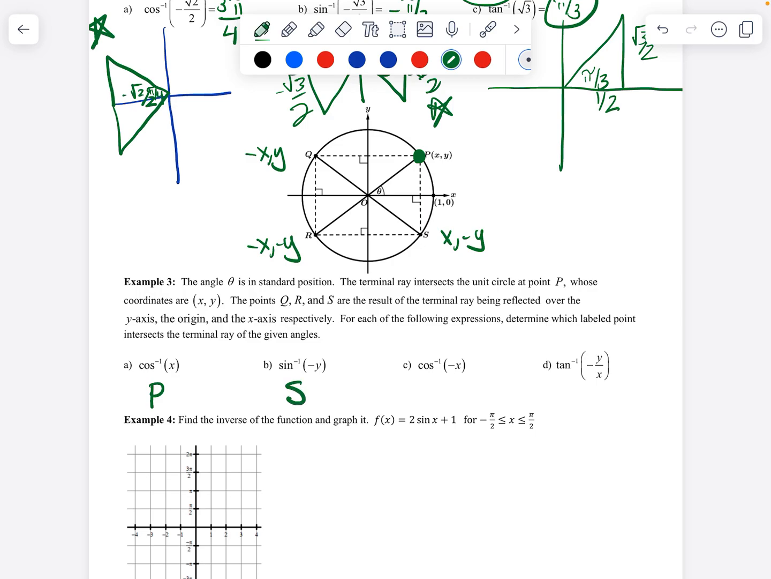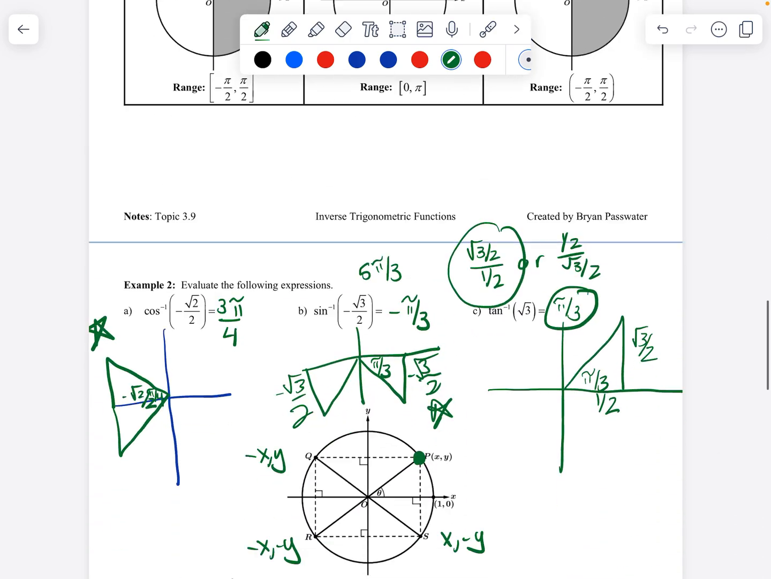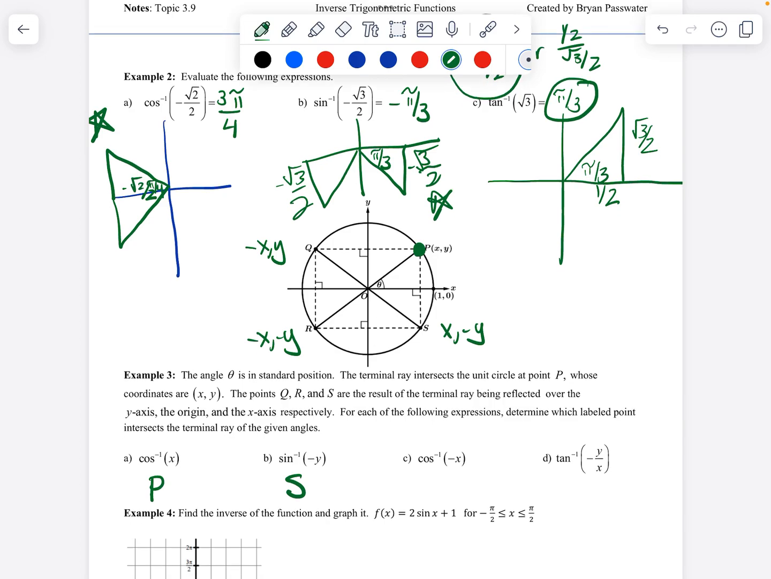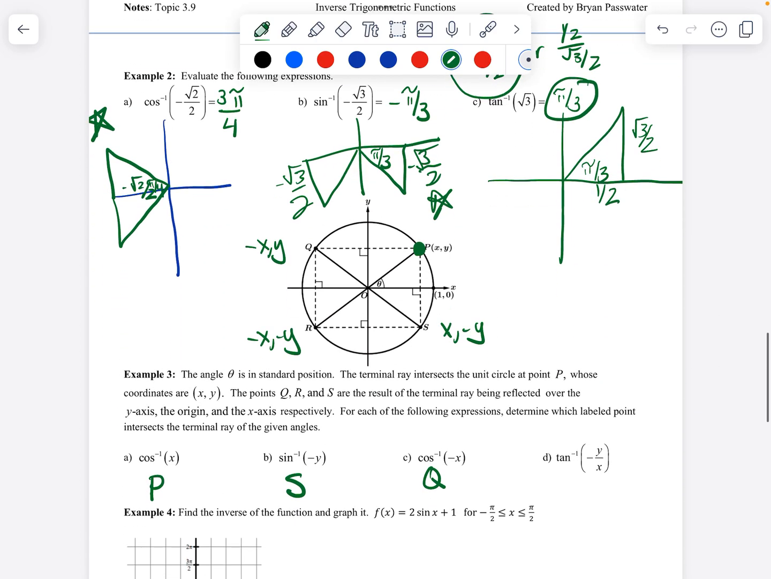Inverse cosine of negative x. Okay, well, let's see, cosine. So that's in quadrant 1 or 2. So that would be Q. And the inverse tangent of y over x. Well, tangent, I look back up here, is in 1 or 4. So that would have to be S.